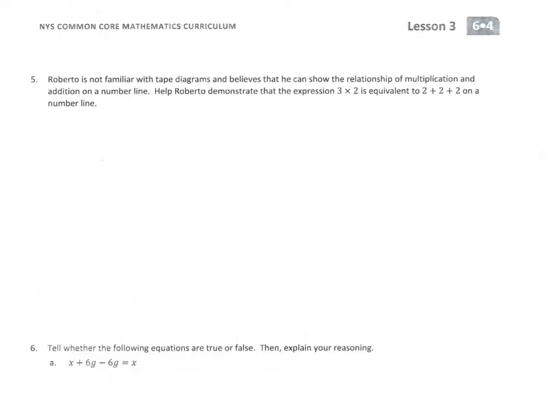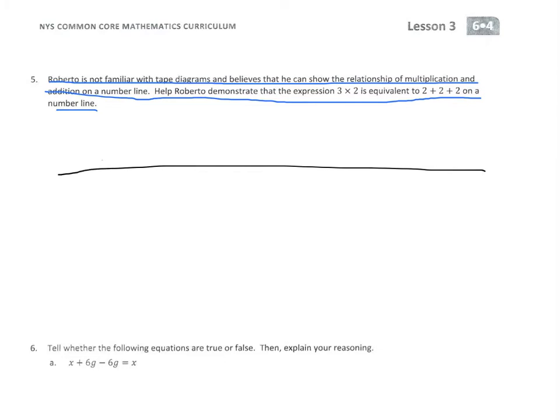For number 5, I'm going to do the first half for you. So let's take a look. Roberto is not familiar with tape diagrams and believes that he can show the relationship of multiplication and addition on a number line. Help Roberto demonstrate that the expression 3 times 2 is equivalent to 2 plus 2 plus 2 on a number line. Well, I better start with a number line. I'm going to show 3 times 2 on a number line. I want you guys to show 2 plus 2 plus 2 on a separate number line.